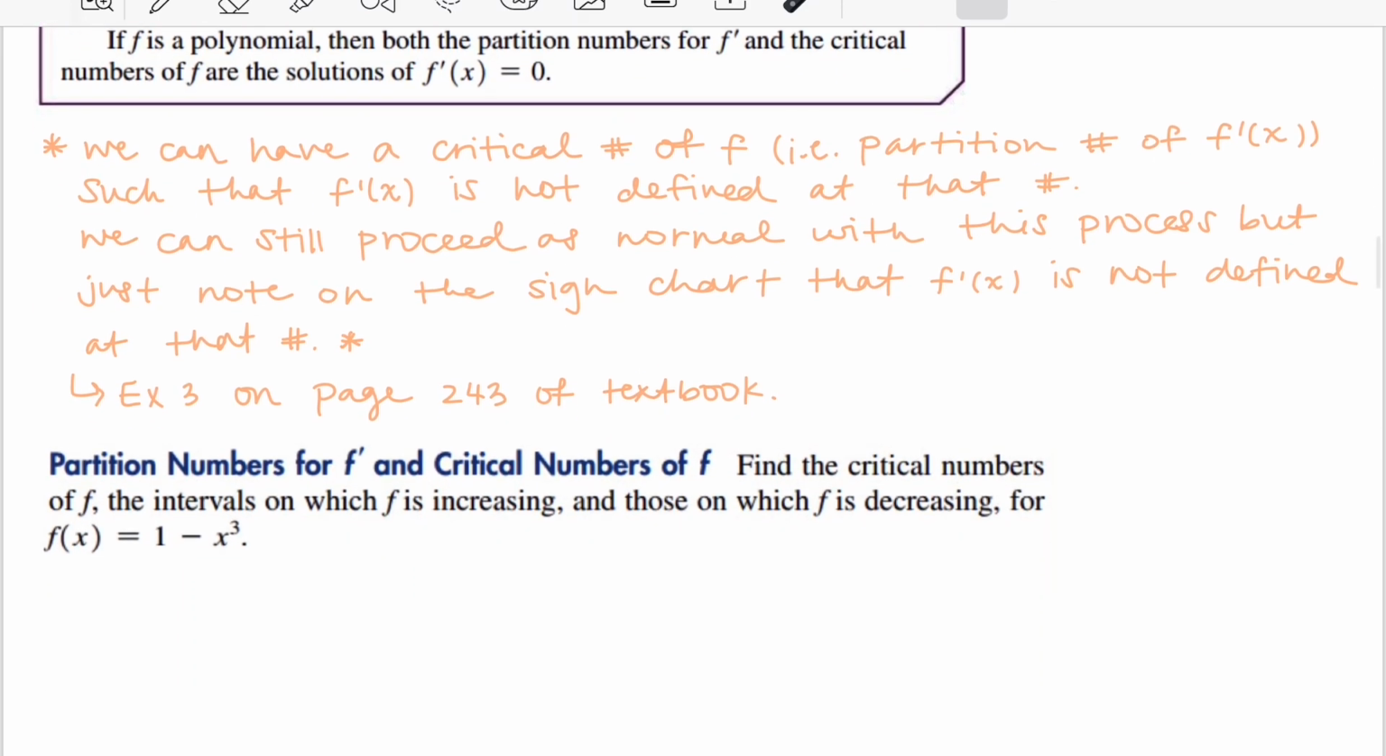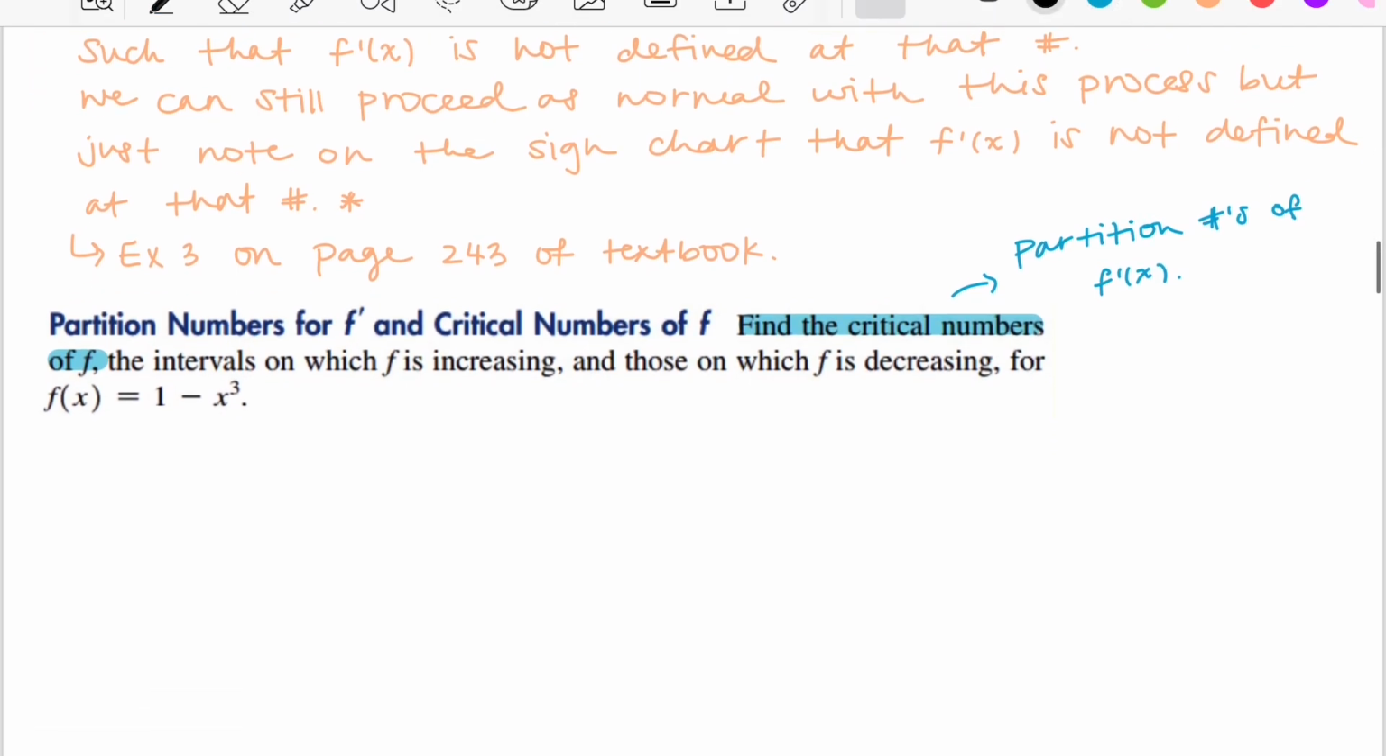So let's look at this example here. We want to find the critical numbers of f, the intervals on which f is increasing, and where it's decreasing. This is our given function f here. So remember, the critical numbers of f are going to be the partition numbers of f prime. So we want to find numbers that make our derivative equal to 0 or undefined.